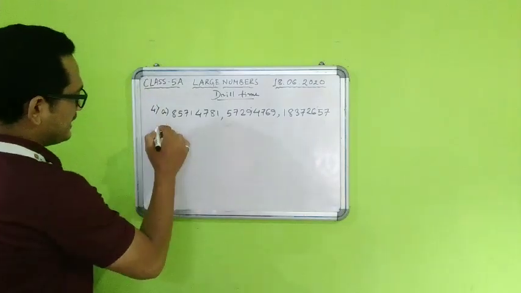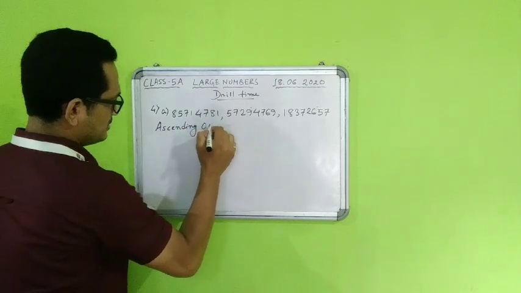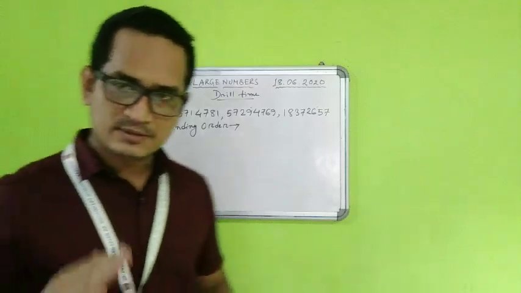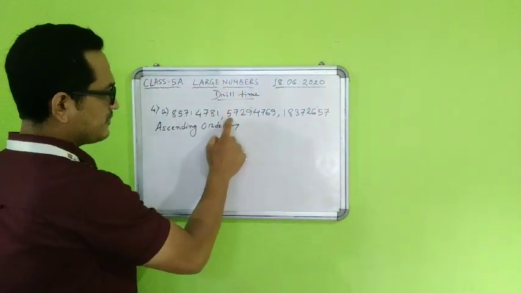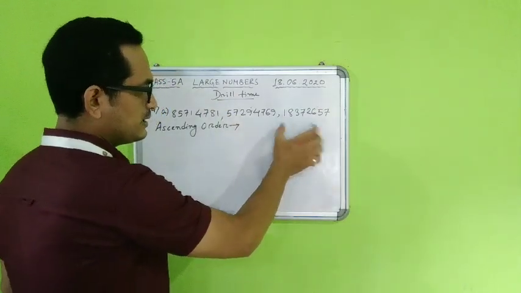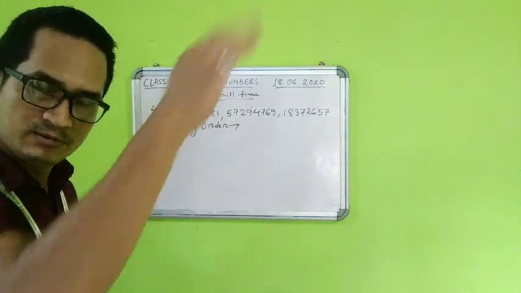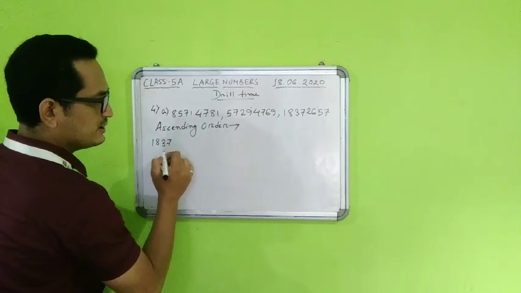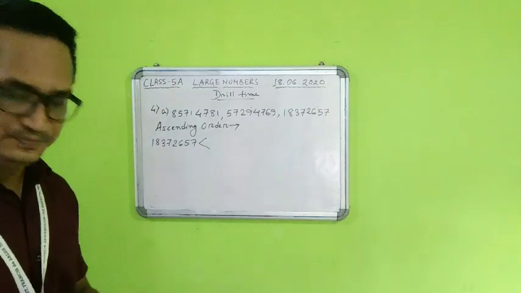So we are going to arrange them now in ascending order. Ascending means what, students? Smaller to larger. Now smaller to larger means, out of this 8, 5 and 1, which one is the smallest one? Of course 1 will be the smallest one. That means this number will come first, as ascending order means smaller to larger. So let us write down that one: 1837 2657. So this is the smallest one.